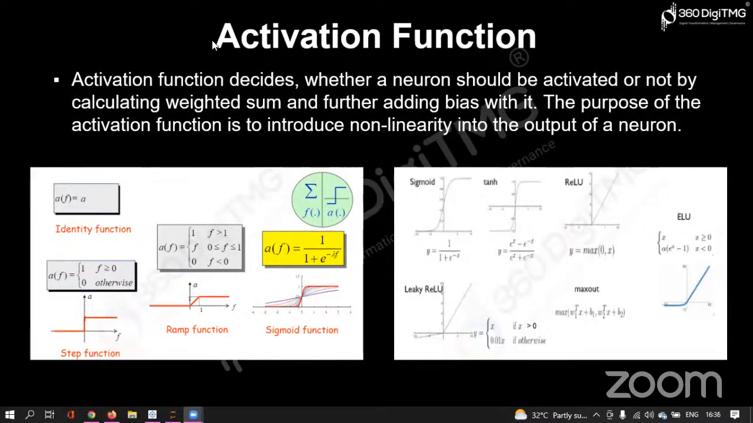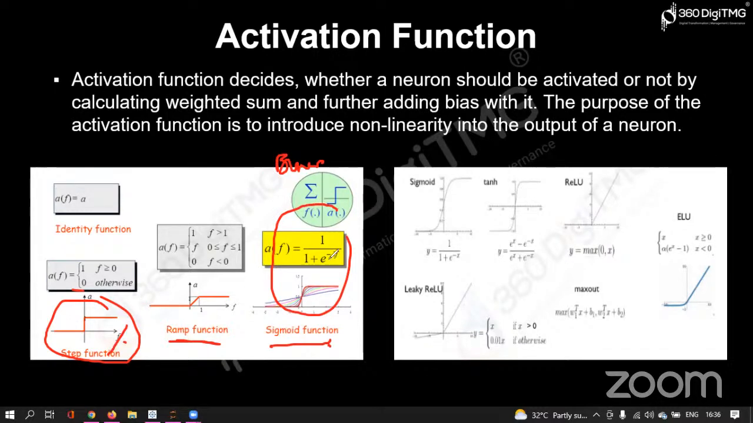It is an activation function. These are the different activation functions we'll be having: step activation function, ramp activation function and sigmoid activation function. Sigmoid we'll be using when it is just binary classification. You can use step function as well, but mostly we'll be going with sigmoid.